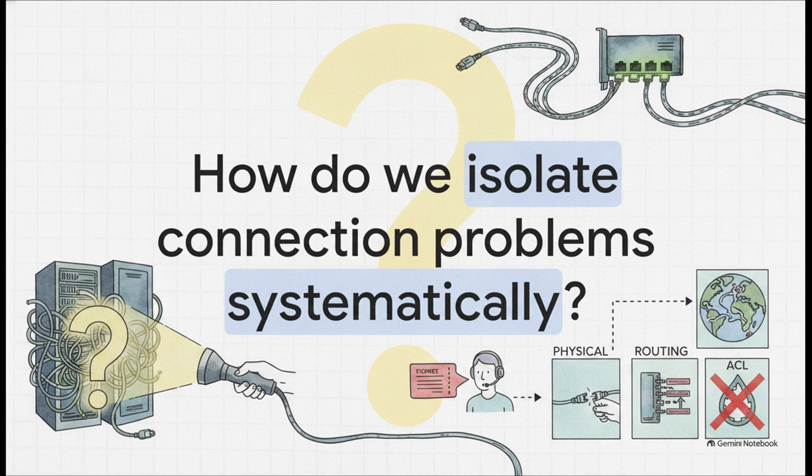Well, panic is not an option for us. We need a structured, systematic way to isolate the problem. Is it a chewed-up physical cable? Is it a routing protocol issue? Or maybe an ACL is blocking the traffic? Let's look at how we methodically diagnose this without breaking a sweat.